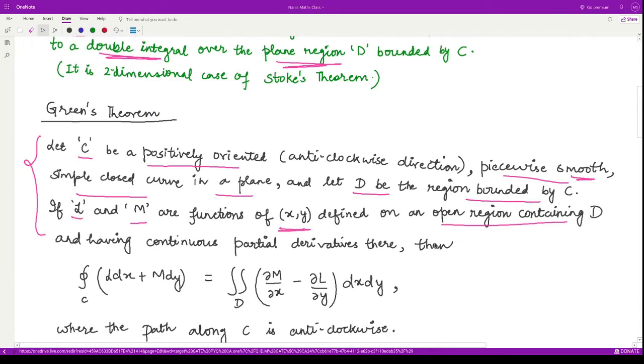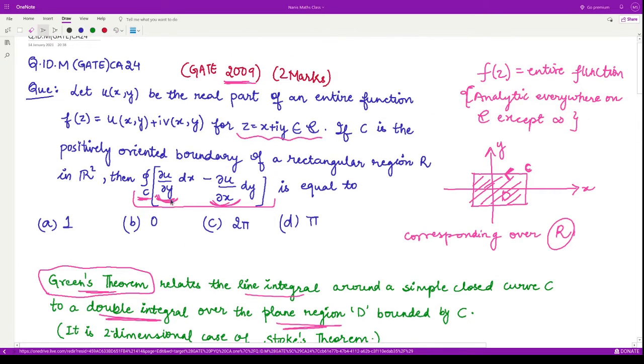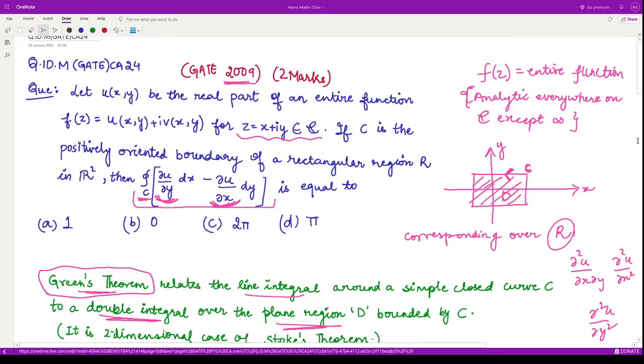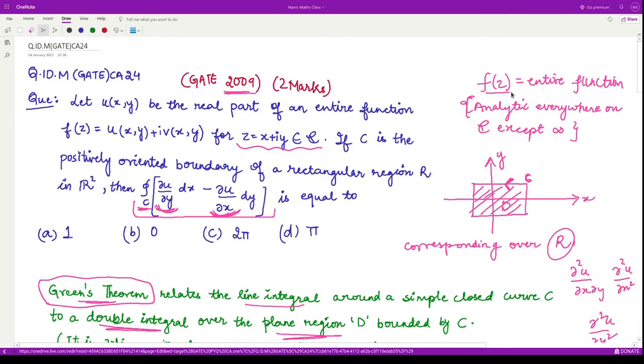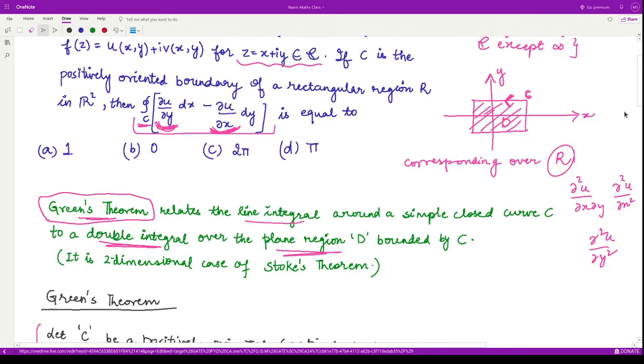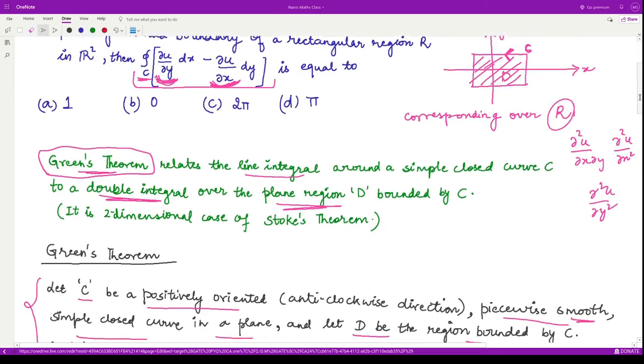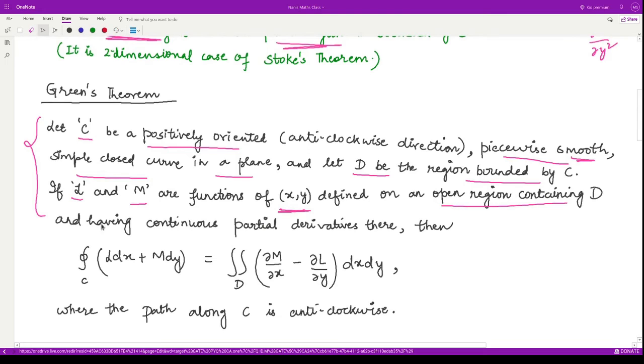And having continuous partial derivatives there, and here the derivatives of this term and this term, that means the double derivatives, del 2u by del x del y and del 2u by del x square or del 2u by del y square, they are continuous. Why is this so? Because our function is analytic, that means this part and this part, they are analytic as well. And if a function is analytic, then their derivatives of all orders are continuous. So here we are saying it should have continuous partial derivatives in that particular region D. If all these conditions are satisfied, then our line integral L dx plus M dy would convert into this double integral, where the path C is always oriented in anti-clockwise direction.